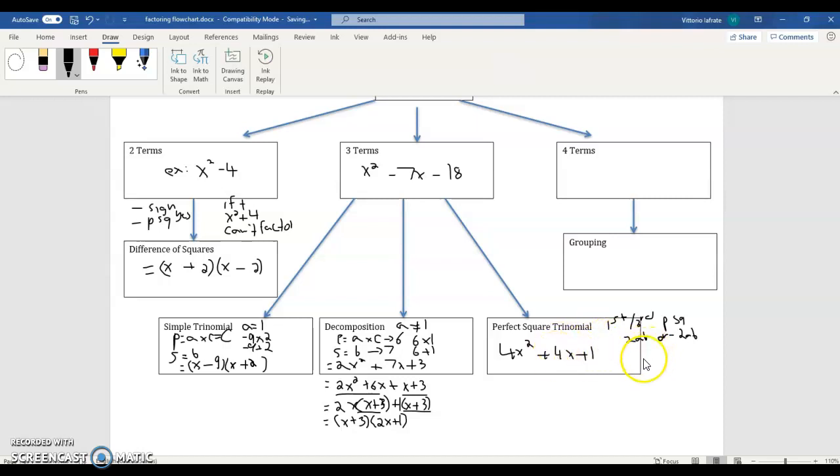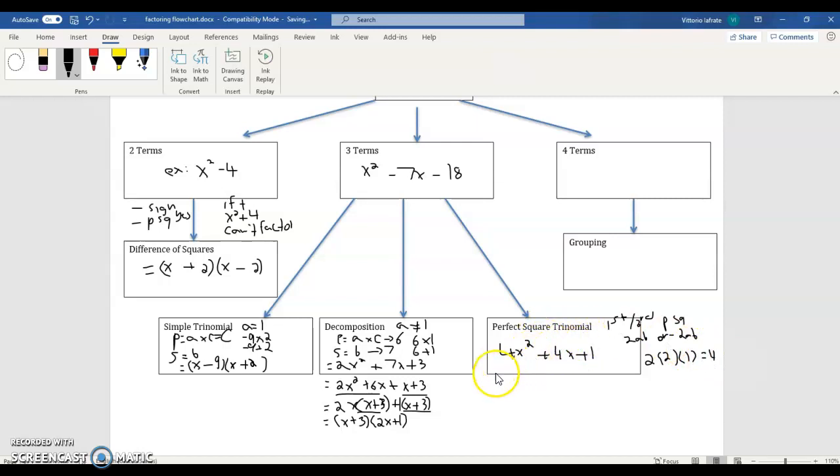Let's see if our middle term is 2ab. So it's 2 multiplied by the square root of the first term, which is 2x, multiplied by the square root of the last term, which is 1, and that would be equal to 4x. So yes, that meets all the criteria of a perfect square trinomial.